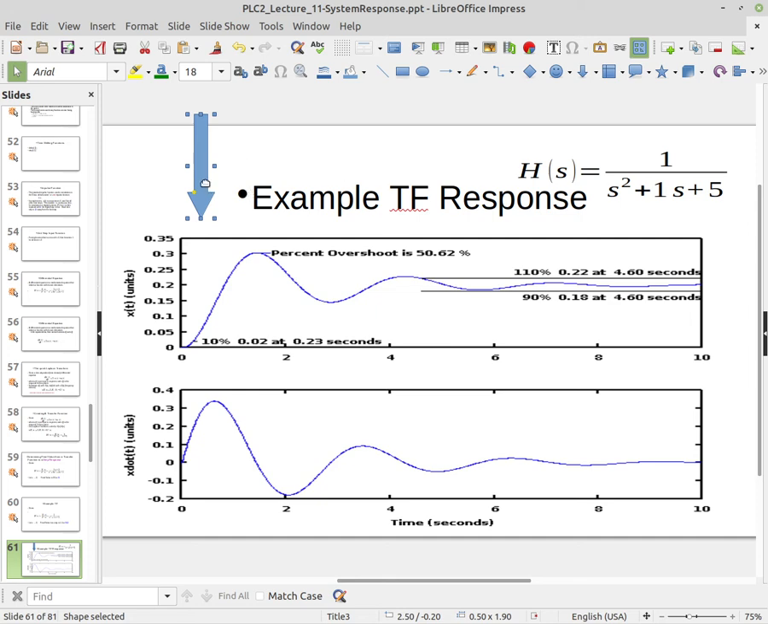So this is an example. Nothing really says it on the slide, but it had a unit step input, which means we pushed it with 1 volt and we got 0.2 volts out.